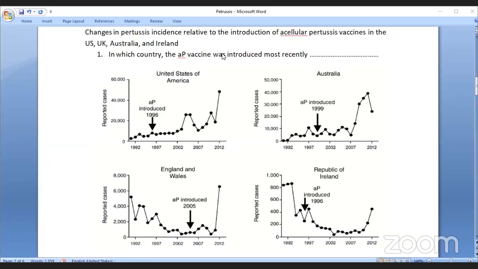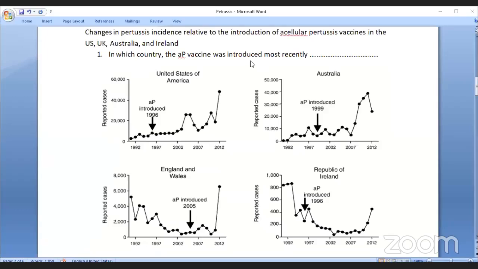Most of you are correct because we have already discussed these graphs. You can see some people are still saying Australia. So we have two answers: one is Australia and one is England. Those whose answer is Australia, can anybody explain why?